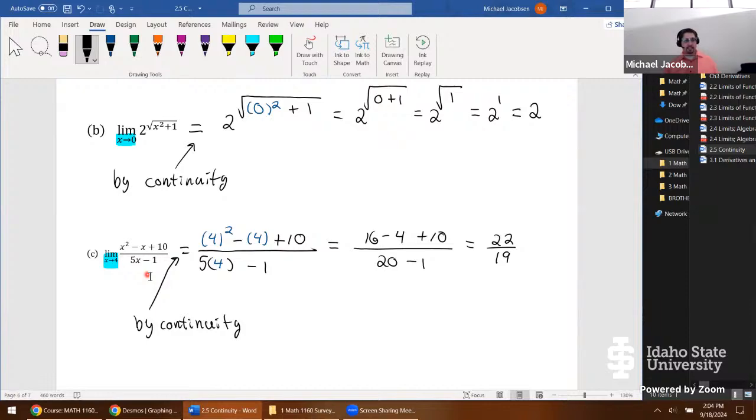Okay, this also means that when continuity comes up on exam 2, limit questions like these are not going to be too involved. They're pretty fast to get through.